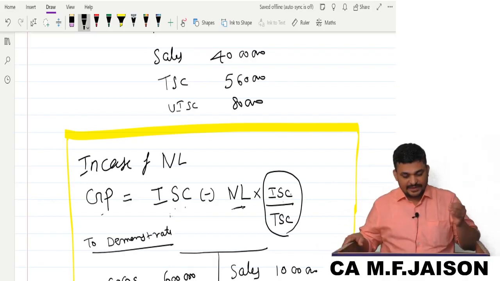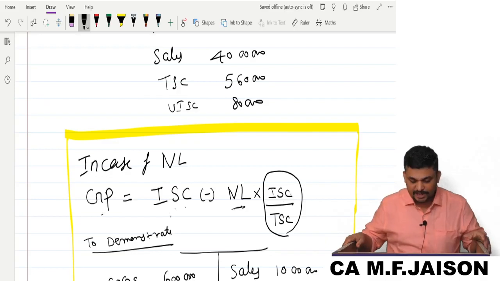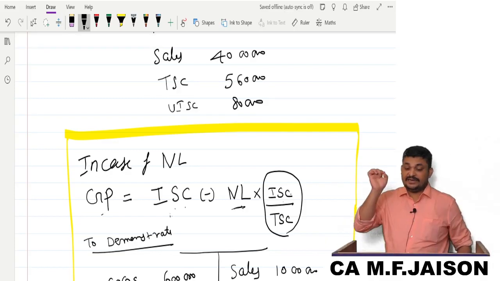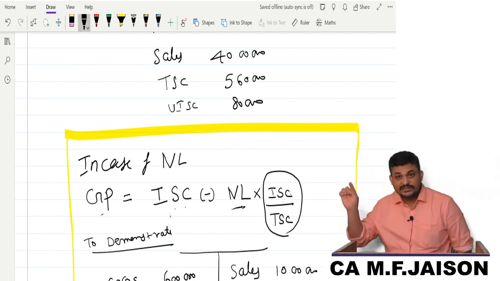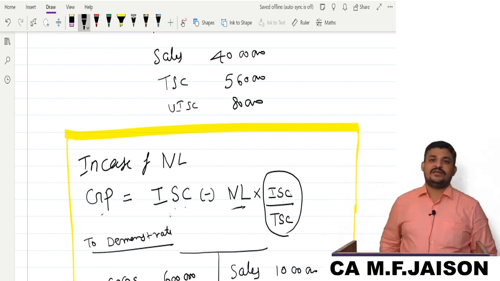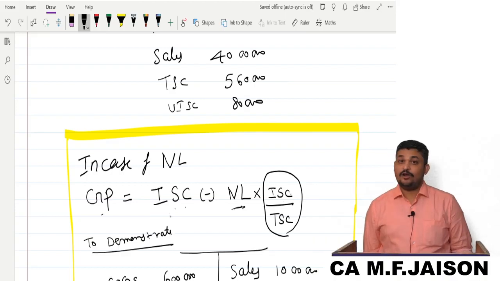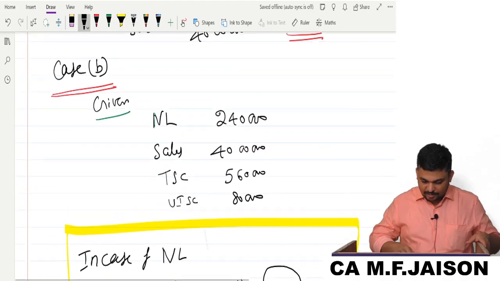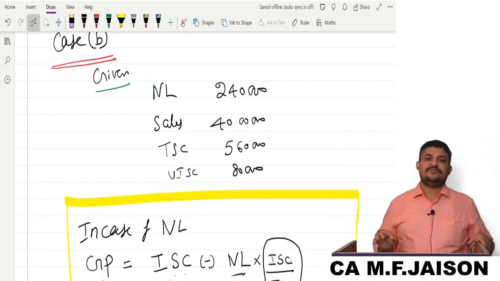Finally we understood in case of net loss, gross profit equal to insured standing charges minus net loss into insured standing charges divided by total standing charges. Formula explained, logic explained. Now we can solve it. Okay. So proceeding, my dear. Case B, basic facts are there.